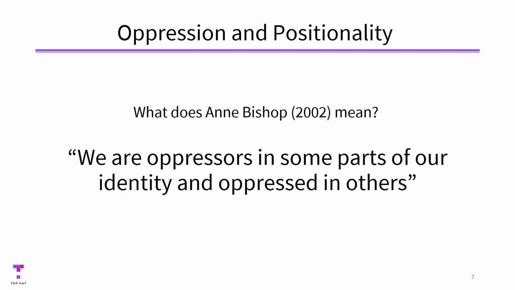So Anne Bishop, who's a famous author, activist, and social worker, stated we are oppressors in some parts of our identity and oppressed in others. What do you think she meant by that? Part of what Anne was looking at was the intersectionality of our identities. In some aspects of our identity, we represent those or belong to groups who are marginalized. And in some aspects of our identity, we represent groups that have contributed to other people's oppression. Maybe not individually, but at least in terms of who we represent.